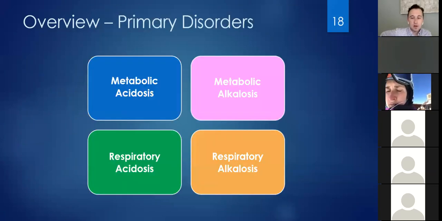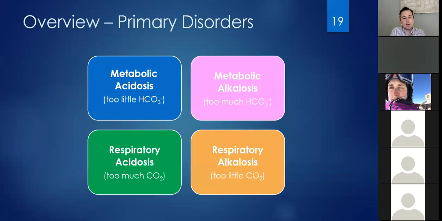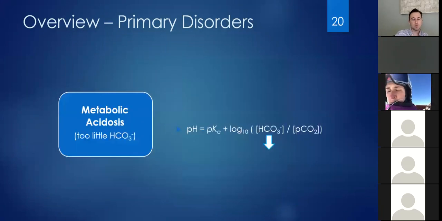So let's talk about our 4 primary acid-base disorders. We have a metabolic acidosis, which in simplest terms is where there's too little bicarb. You have a metabolic alkalosis, where there's too much bicarb. For a respiratory acidosis, you have too much carbon dioxide. And for your respiratory alkalosis, there's too little carbon dioxide. If we go back to our equation, this should make sense.